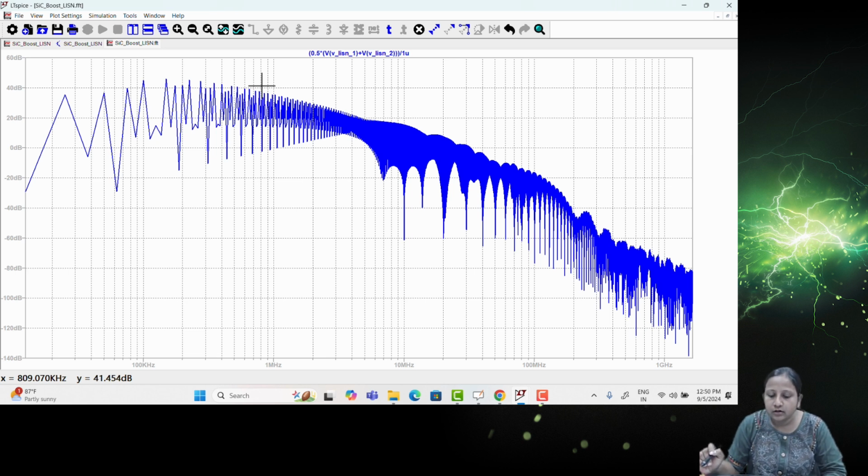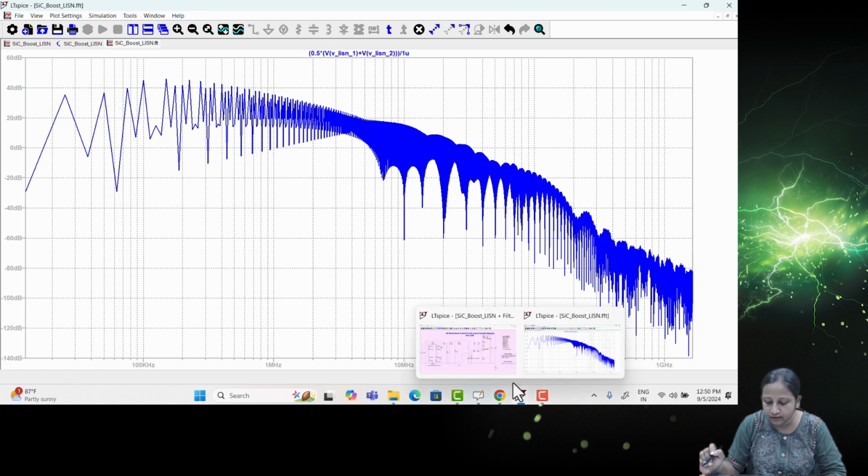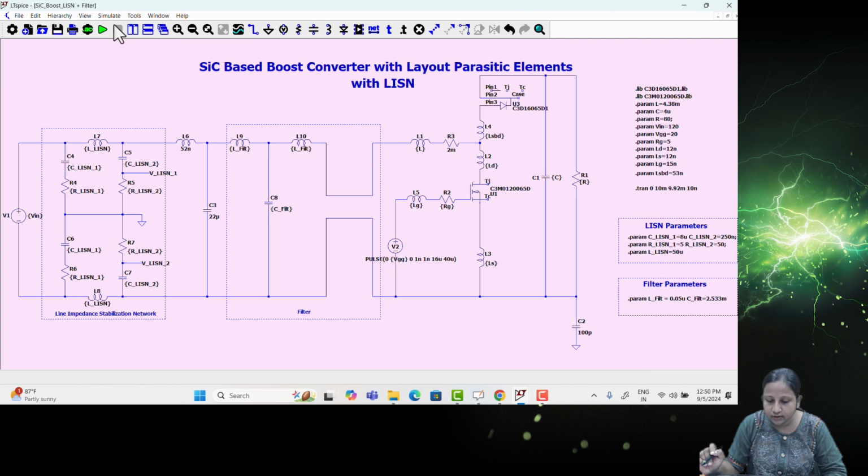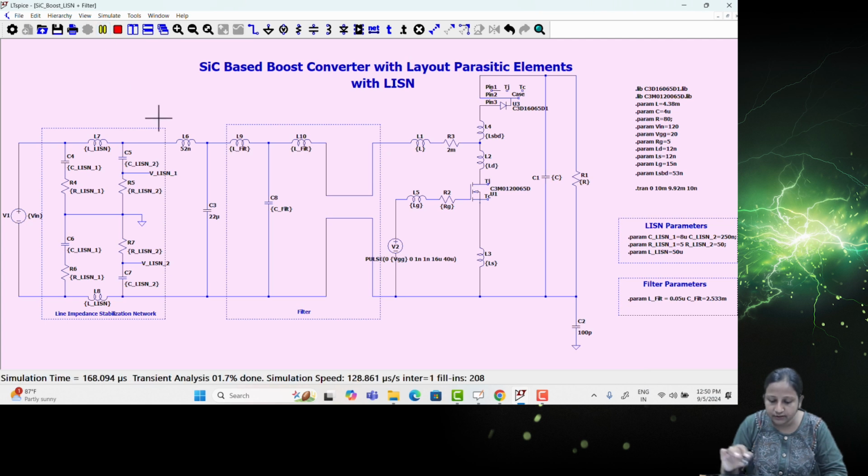Now let's see after connecting the filter what kind of noise we are getting. We can see it in the same plot. This is with filter, and the simulation is running now. You can see the LISN part is there. In between, one LC filter is added at the input. Then this part is added, and this is the converter with the parasitic elements.